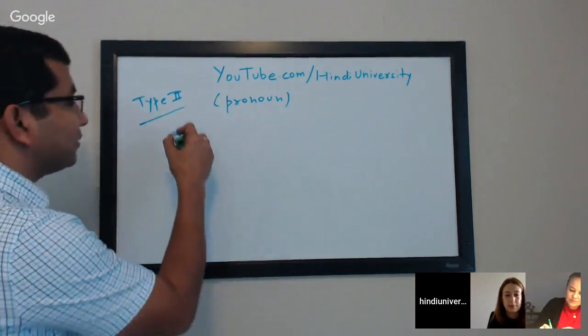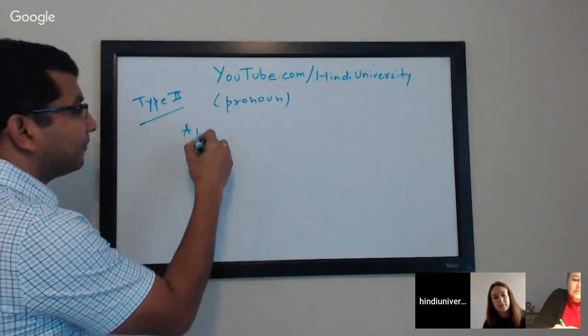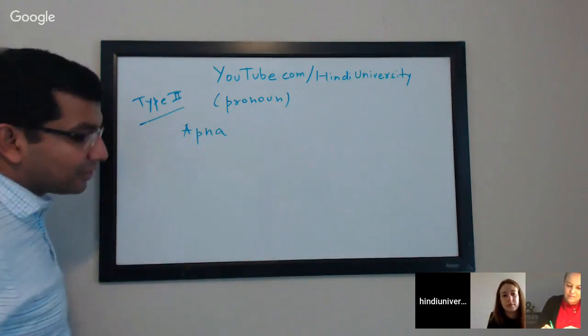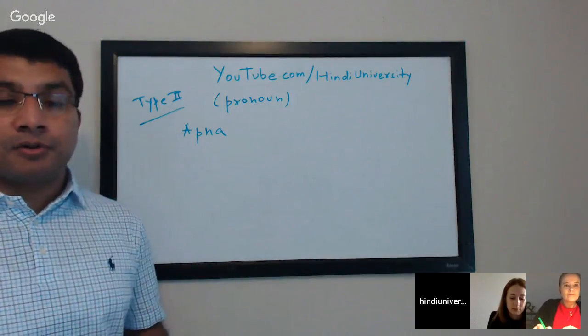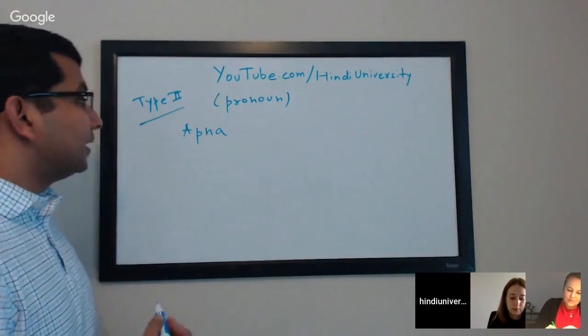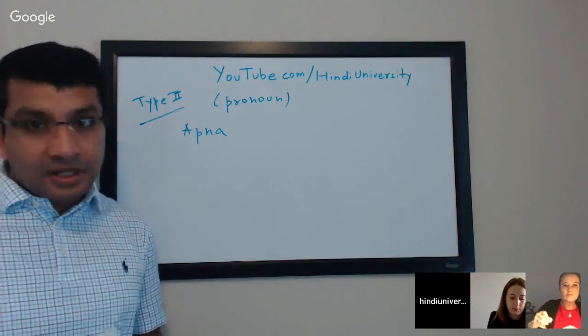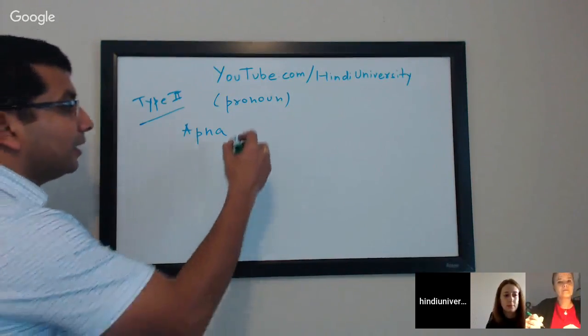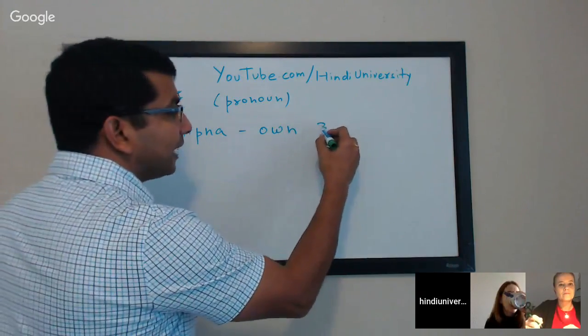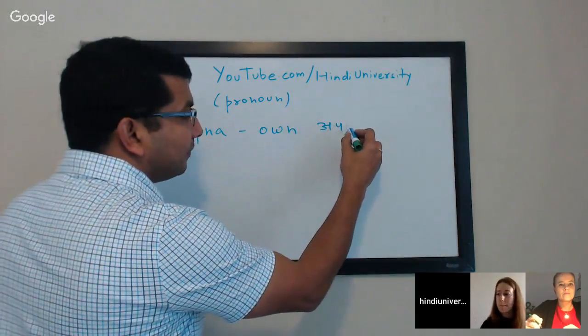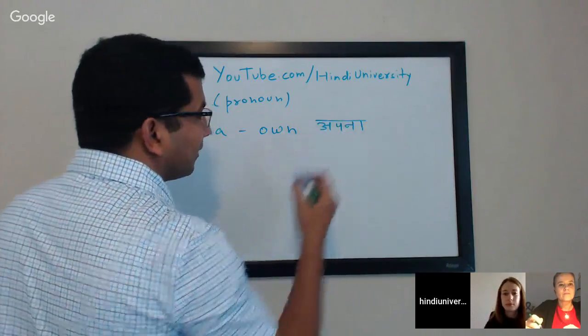First example is apna. You must have seen us using apna, a keyword or pronoun, in the class in sentences, right? Main apna kaam kar raha hoon. Own. Apna, the way you write it is a, and then na.